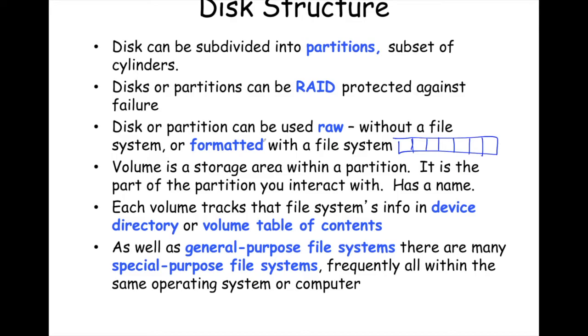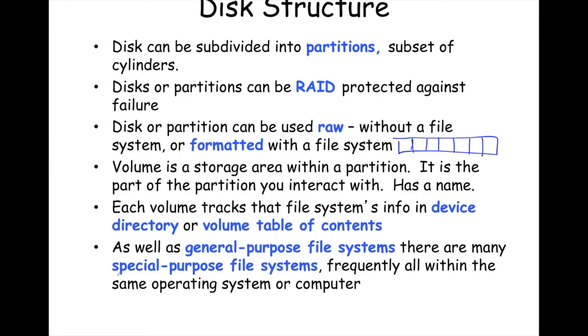It's that file system that the partition was formatted into. And so each volume tracks that file system info for the device, and it has a device directory or volume table. It lists all the contents of that volume. So that device directory, you can think of it as a large index that lists everything, all the files within that volume.